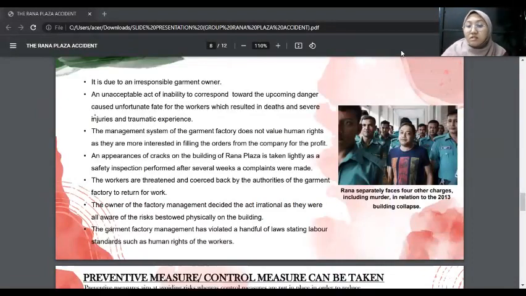Based on the picture on the right, Rana separately faced 4 other charges, including murder, in relation to the 2013 building collapse. That's all for me.